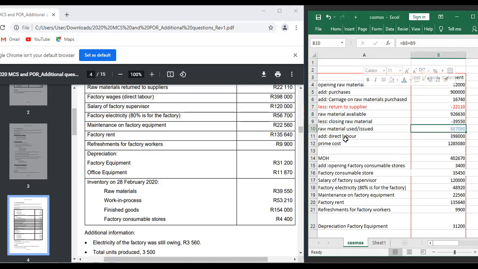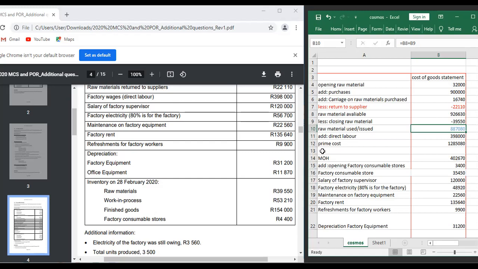To the materials that we have used, you have to add the direct labor, and then you get your prime cost. Remember, earlier on, when we were calculating prime costs with other topics, we said prime cost is the direct materials plus direct labor. In our case, it is raw materials plus direct labor. So you see that the formulas we have been using earlier do not work in isolation. We have to apply them here. This whole thing, we used it to calculate our prime cost.